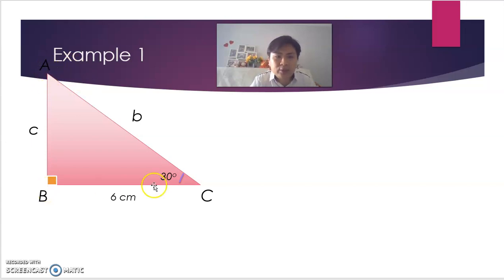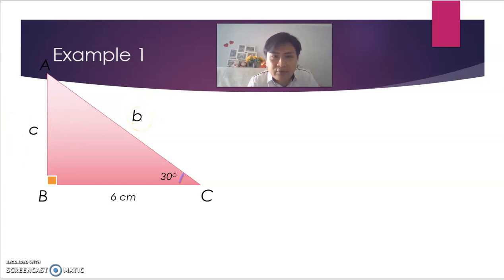For triangle ABC over here, we have one of the lengths, BC, as 6 cm, AC as b cm and AB as c cm. Our objective now is to find the value of b and the value of c. Don't be in a hurry. We can't find two things at one time, so we will find each unknown value one by one.